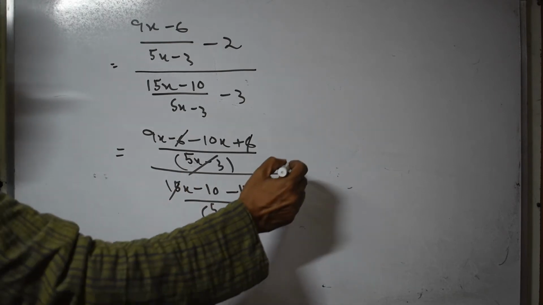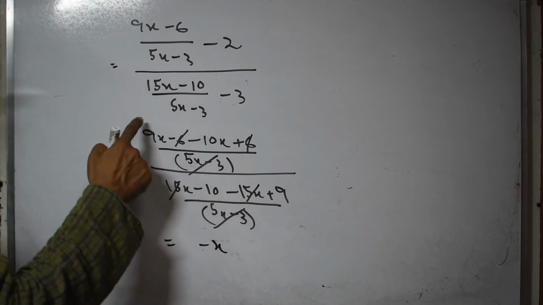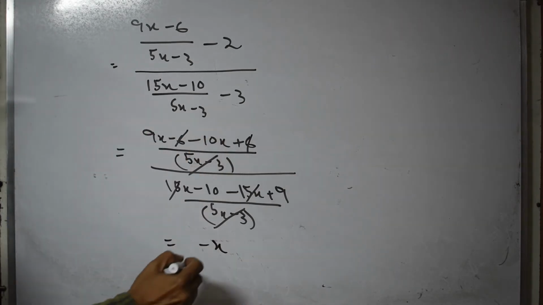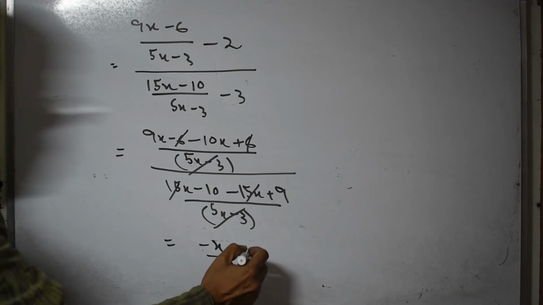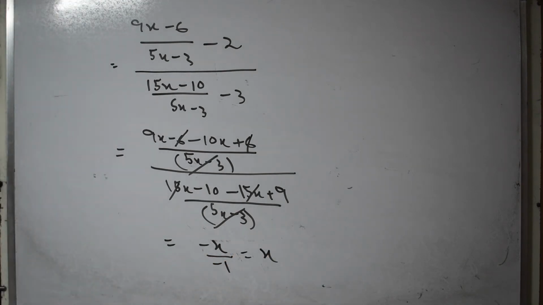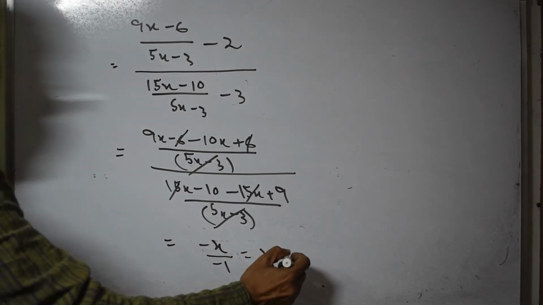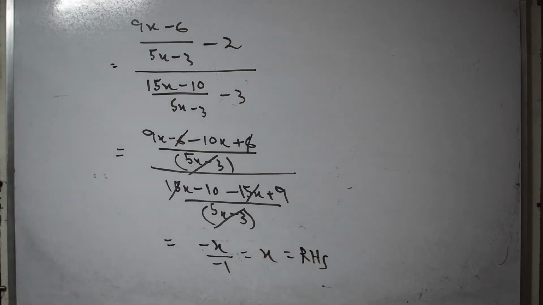So what is left there? It is minus x, because 9 minus 10 is minus 1. So the answer is x, which is the required right hand side, proved. So we have proved that in this expression the function of x is x.